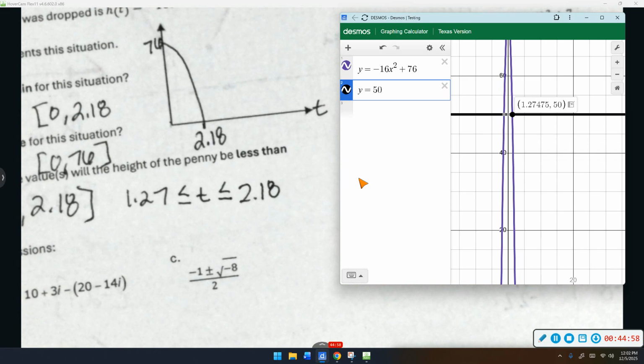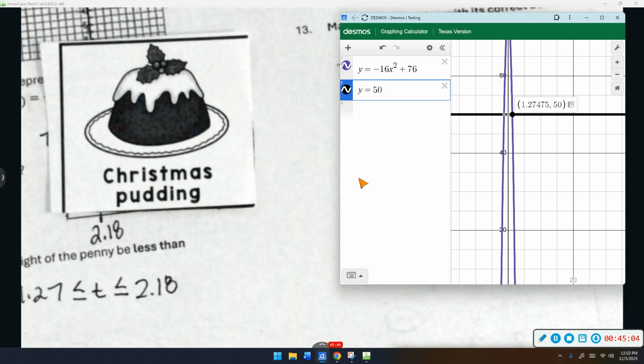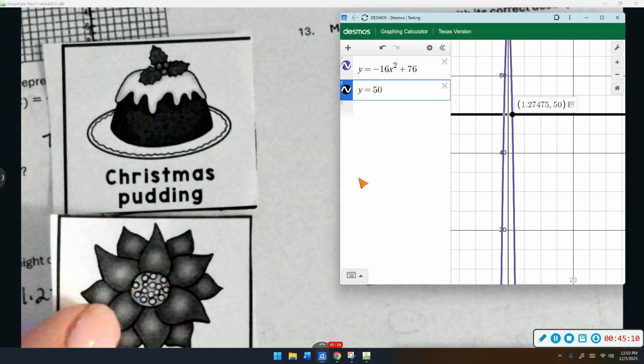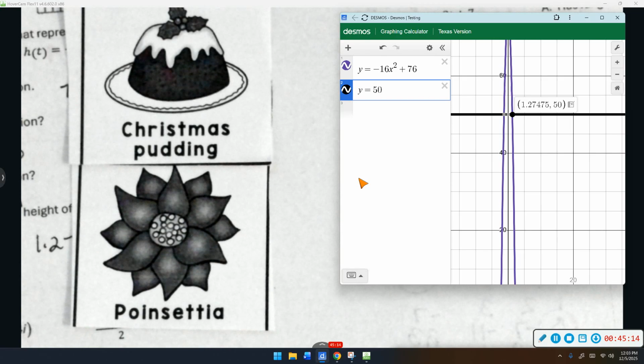Okay, what do we got? Christmas pudding. First, we can't see it. Oh, okay. Nothing I need. Okay, or a poinsettia. Oh, miss. You literally got another bingo? All right, I'm doing one last one. Okay, if you got a bingo, come up. Last one. That was the bell.